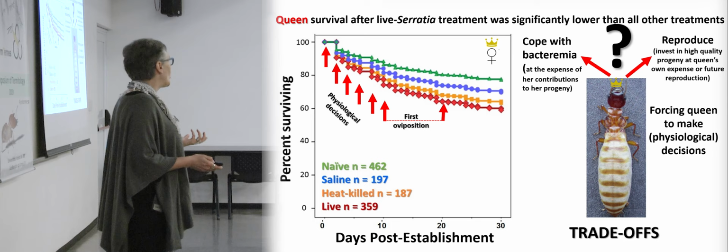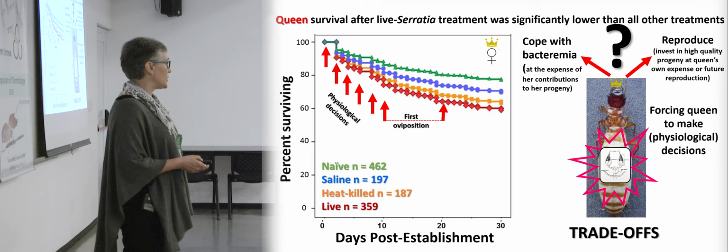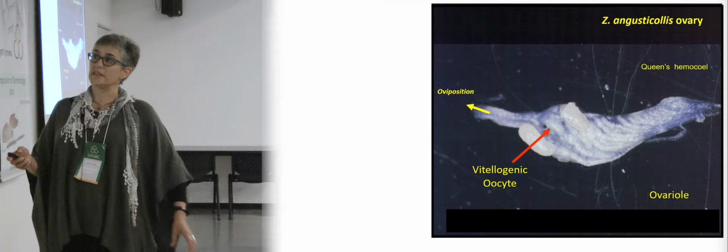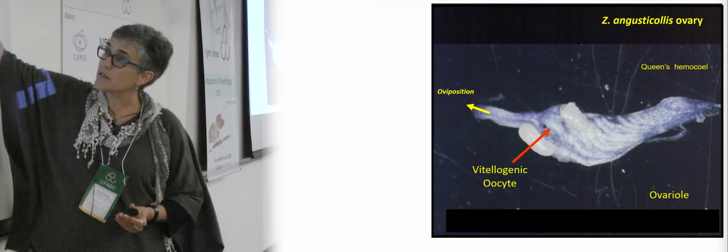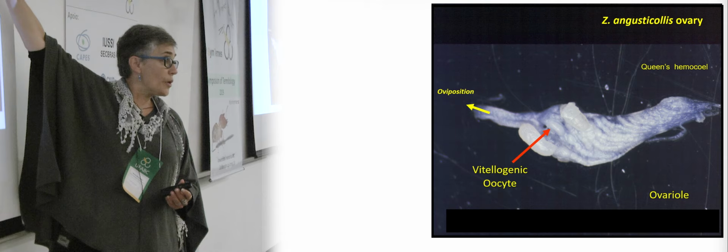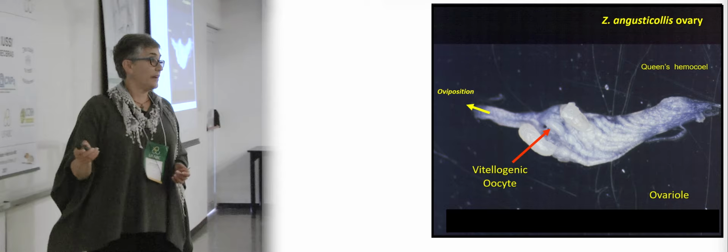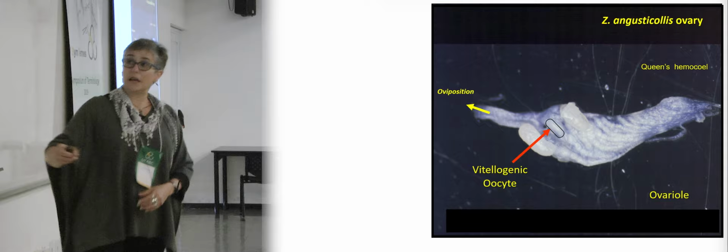Now the decisions that this queen is making are really happening here in her ovaries. That's where the decisions are going on. So this is an ovary of a queen, a Zootermopsis queen, and you see the entire ovary and several of the ovarioles, these little long chains of eggs. They start very small, the eggs up here, and as they start growing and developing and getting bigger and bigger, they move down, so you can see like little pearls getting bigger and bigger until finally you end up there. That's the egg that is about to be oviposited, and it basically comes out through here.